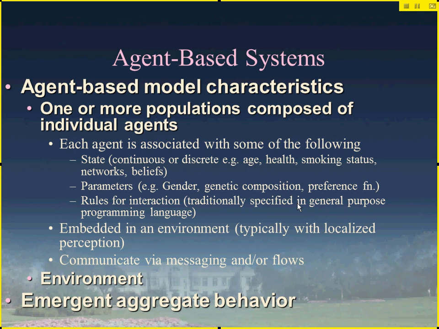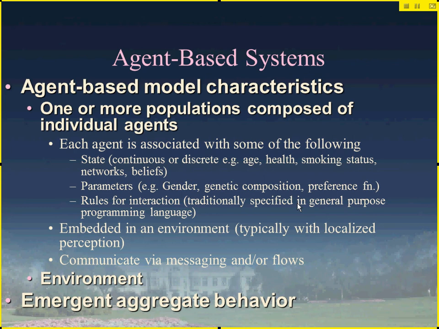So these are the typical components of an agent. State, which is some changing status of that individual over time. For example, their age, represented in continuous terms or in terms of discrete categories, age categories. So their age 0 to 4, 5 through 9, or 10 through 14. Well, that's one possibility. Another possibility is that we represent it as a real number associated with units of years. We might represent their health, their smoking status, their network, aspects of their beliefs or preferences as aspects of state.